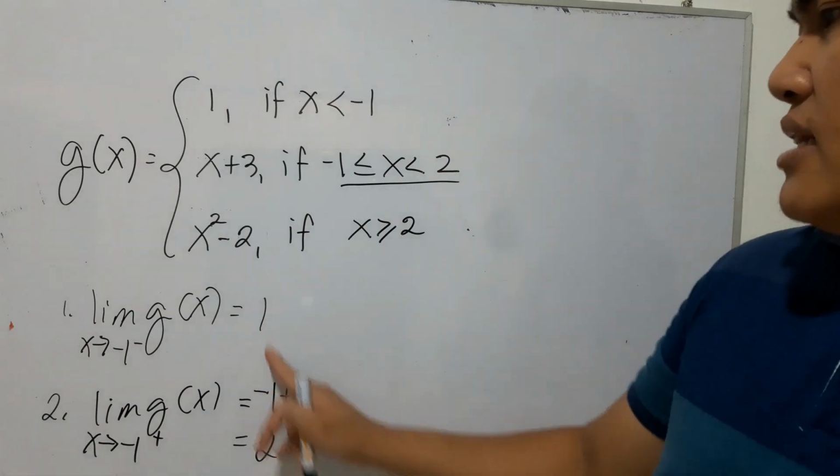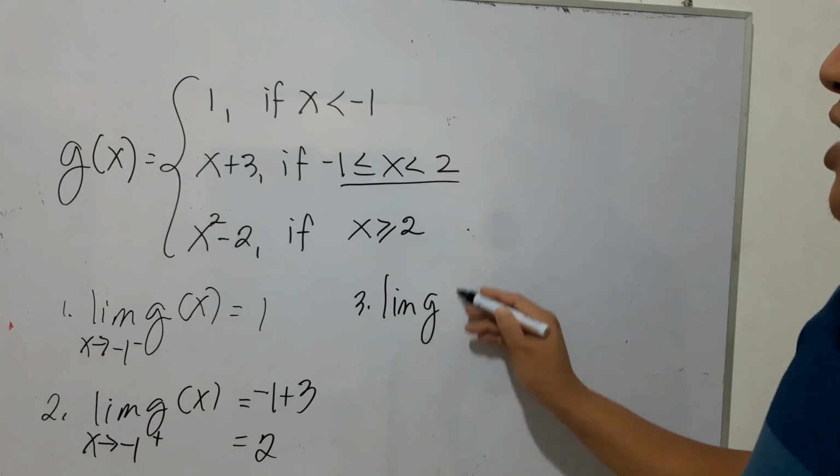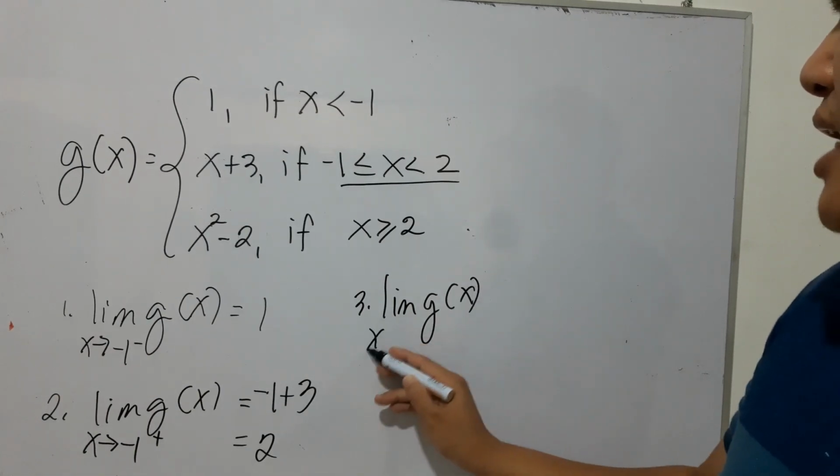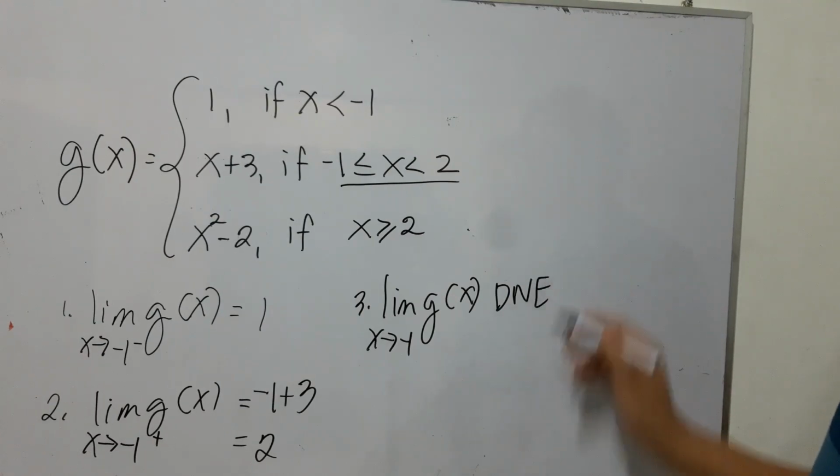Since these two are not the same, the limit of g of x as x approaches -1 does not exist.